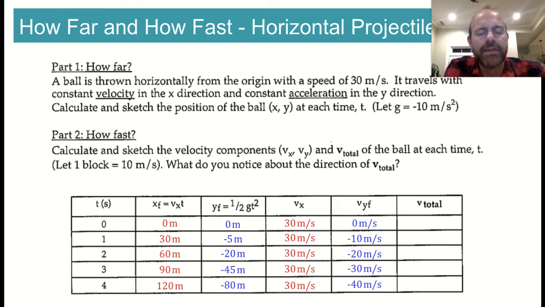That's not that surprising. And then we can find the total velocity by using the Pythagorean theorem, the y component squared plus the x component squared, take the square root to find the total velocity, which starts at 30 meters per second, ends up around 32, then 36, then 42, and finally 50 meters per second after 4 seconds.